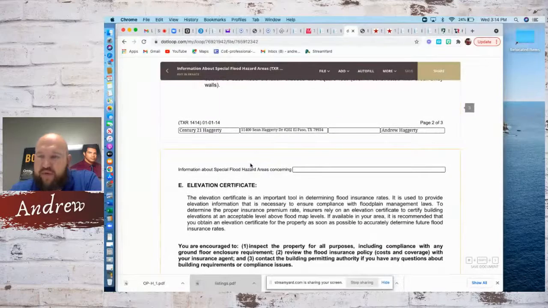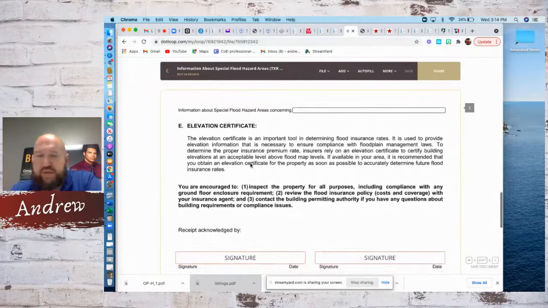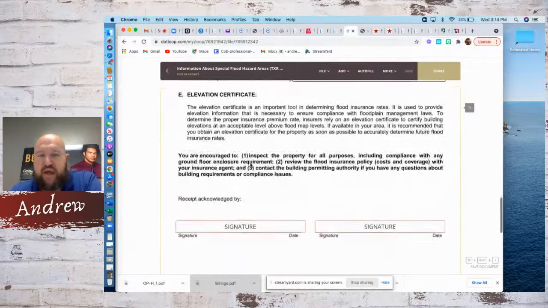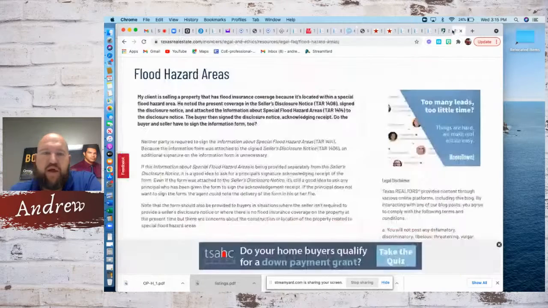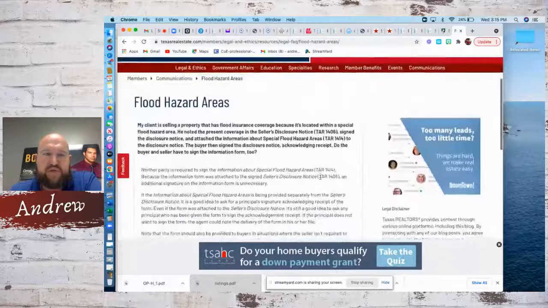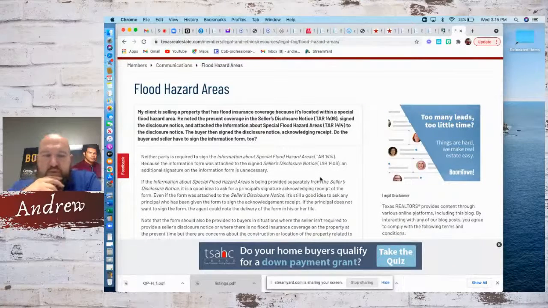There is no breakdown that the seller is going to sign and fill out and say it has this, it does not have this. Now, the weird thing is it has a receipt acknowledged by. So there's a place for the buyer to sign. But the weird thing is there's nothing that demands that either the seller or the buyer fills out this form. And that was actually discussed by the Texas Realtors in a flood hazard areas form, saying neither party is required to sign the information about special flood hazard area because the information form was attached to the signed disclosure.